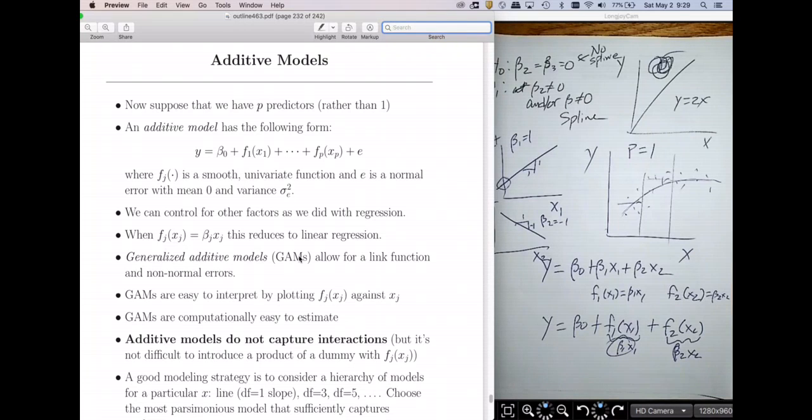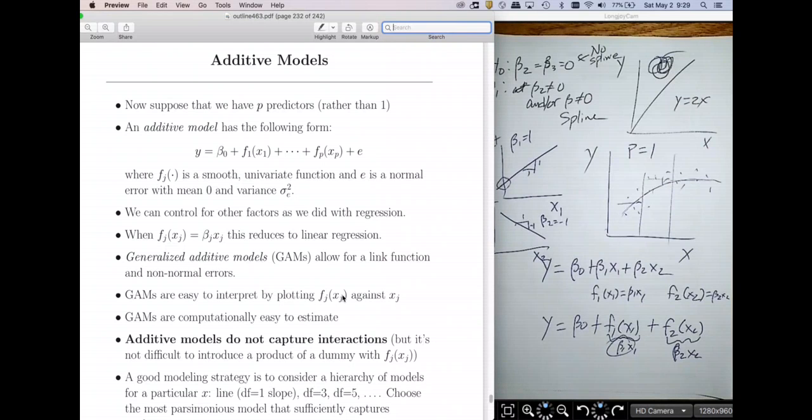And a GAM is where you allow for there to be a transformation. So we called it a link function a couple weeks ago, like the logit, or it could be the log if it's a Poisson model. And in addition to that, we can allow for non-normal errors. So instead of having normal errors, maybe I have binomial errors for a logistic regression, or Poisson errors for a count variable.